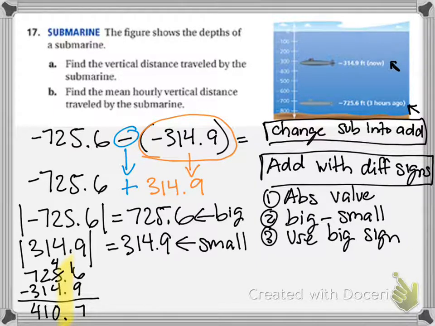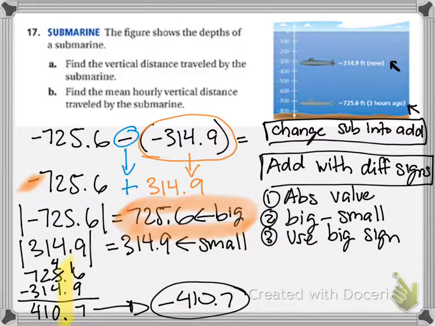I need to use the bigger sign, so when I look at my absolute values, the bigger one was this one, and that went with the negative number in the addition problem. So this 410.7 needs to be negative 410.7. And that is the distance traveled.